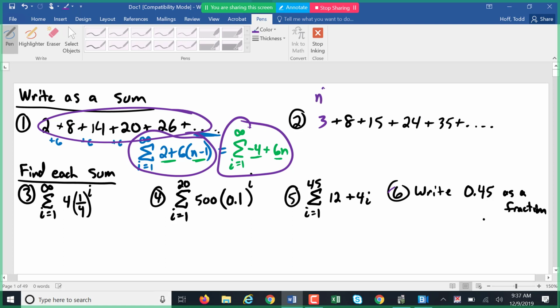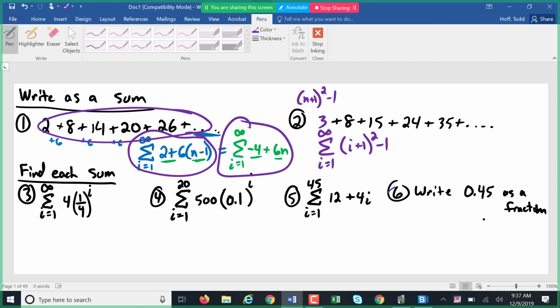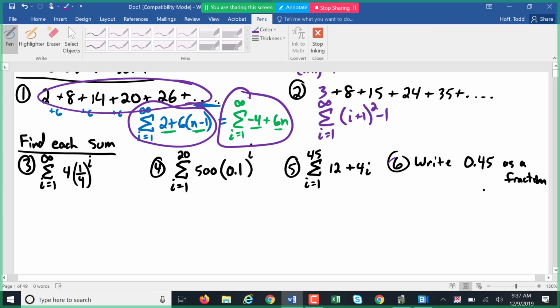But what it should have been was each term n squared minus 1, starting at 2. So if I started at 1 in my summation, it would have been n plus 1 squared minus 1. So it would have been from i equals 1 to infinity of i plus 1 squared minus 1. That's not a possible sum to find, by the way. That one does not converge, so you wouldn't be able to find that infinite sum. But I screwed that up, so there was no way you could possibly have gotten that one right.